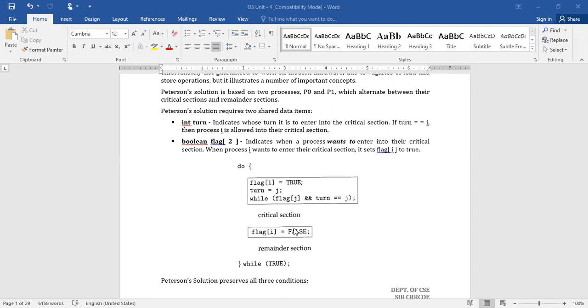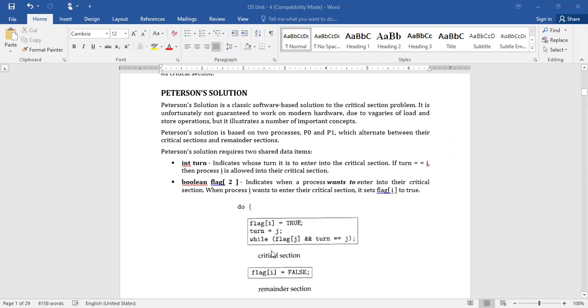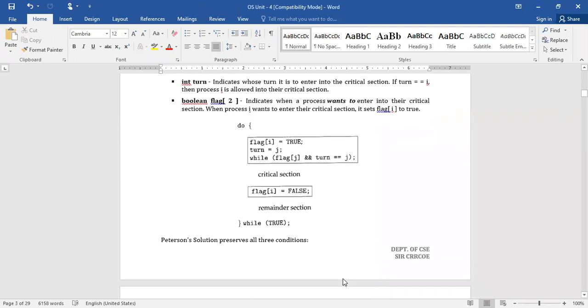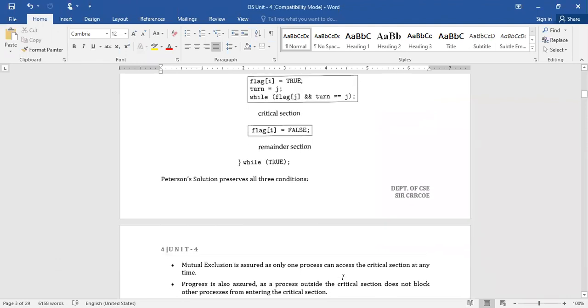But the drawback with this one is that it allows only two processes. Unfortunately, it's not guaranteed to work on modern hardware due to the load and store operations, because modern systems allow a number of processes to be executed concurrently, and we even have multi-processor systems. Because of these reasons, it may not be effective in the current scenario. But in the olden days, the initial days of solving the critical section problem, it is an excellent one, right?